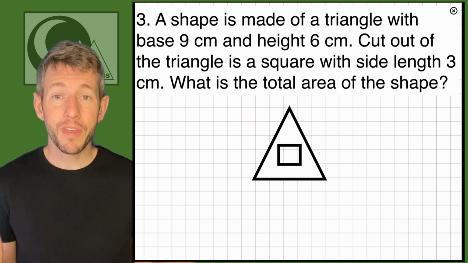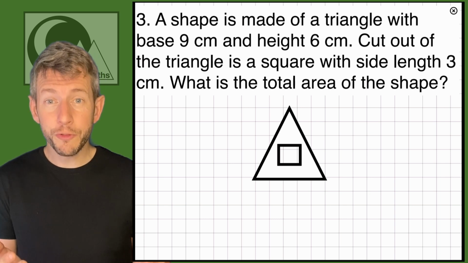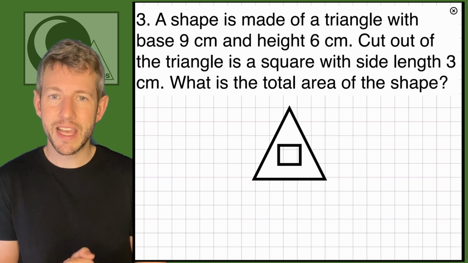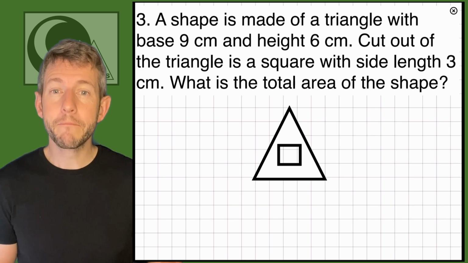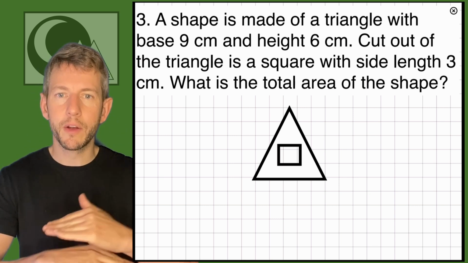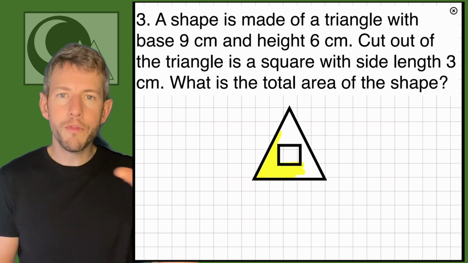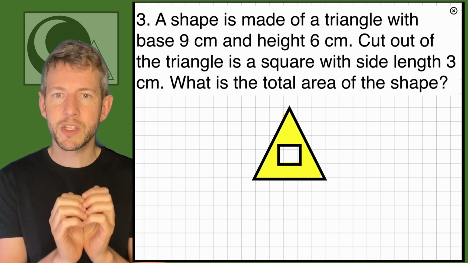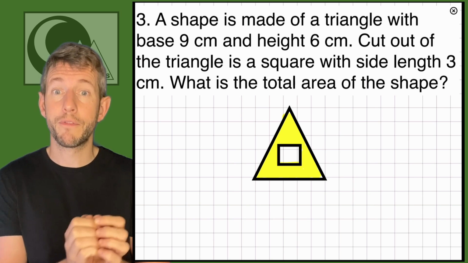Okay, so this time it still falls under compound area, but instead of adding the areas together, we're going to be taking away. Because what we have is this triangle, and then we're removing a square from the middle of the triangle. So the area of that square is no longer going to be part of that shape.